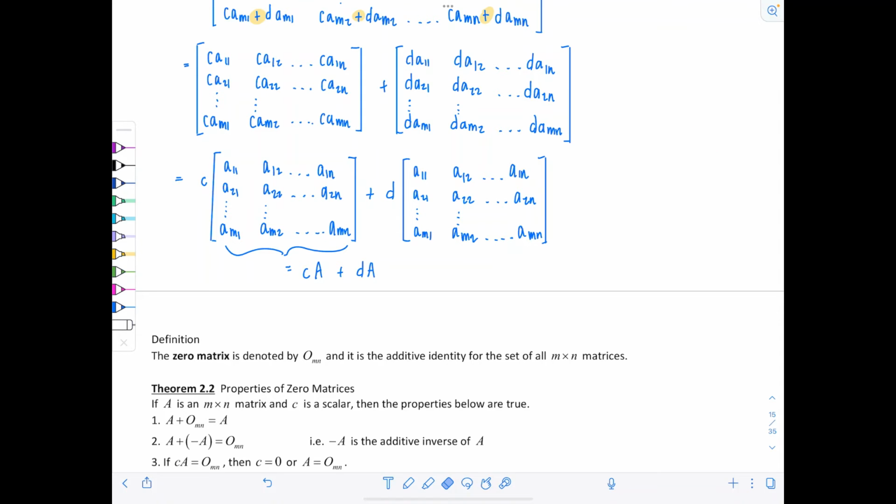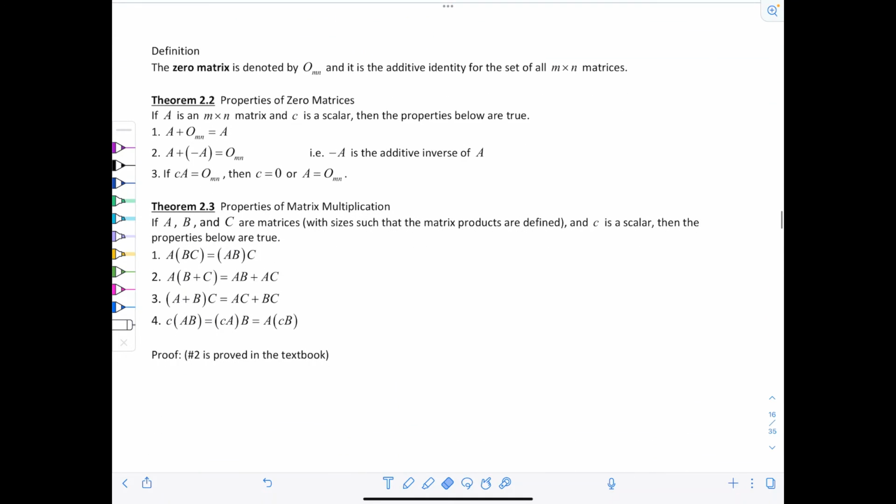Good job. Okay, a couple more definitions and terms. The zero matrix is denoted by 0 with subscript mn, and it is the additive identity for the set of all m by n matrices.